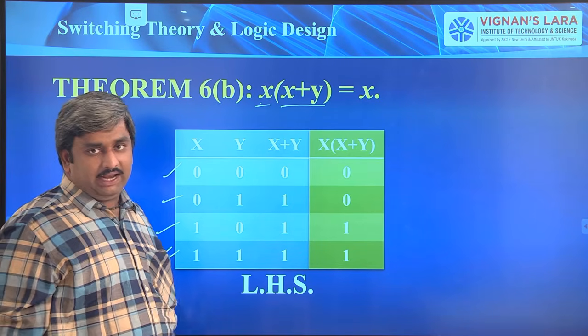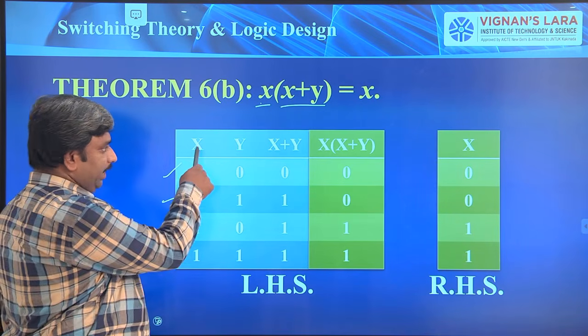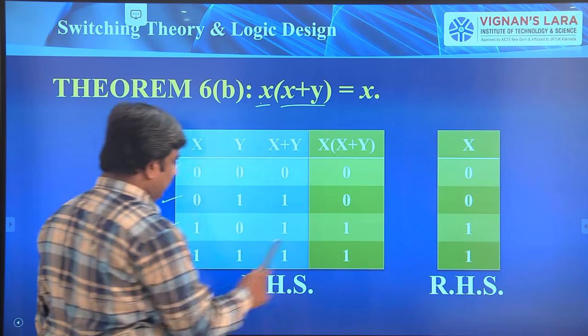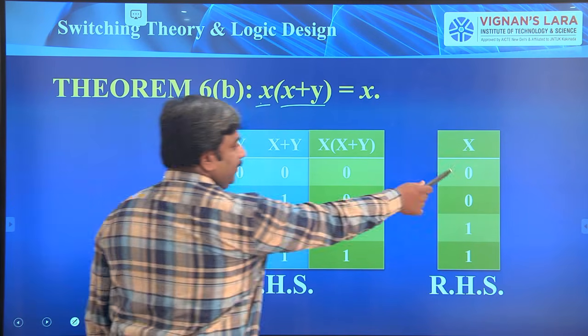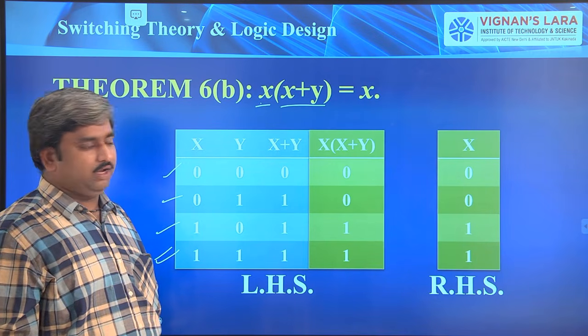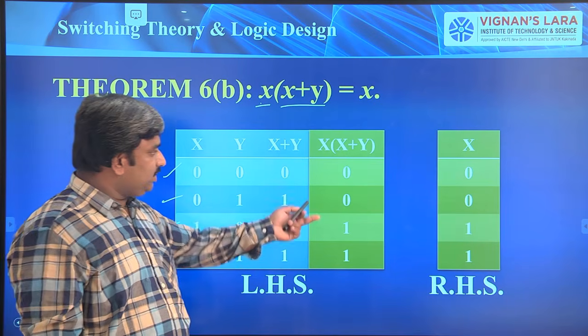So that is the x of x plus y. So this is the LHS value. Next, the RHS value. Whatever x values we have taken here, the same values you have to represent there. So 0, 0, 1, 1. That is the RHS value. So LHS is equal to RHS. So there is no change.